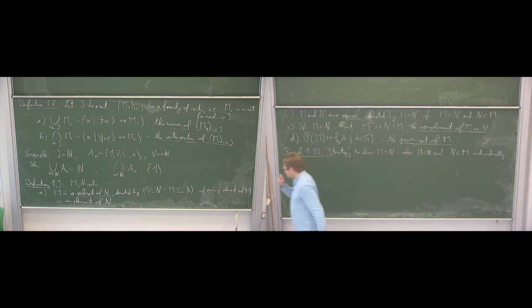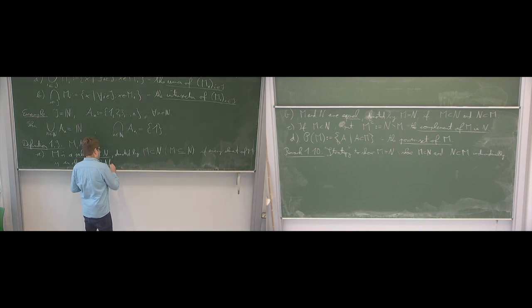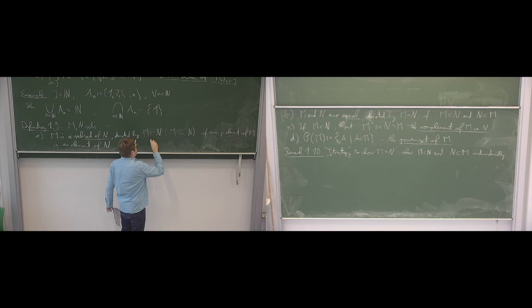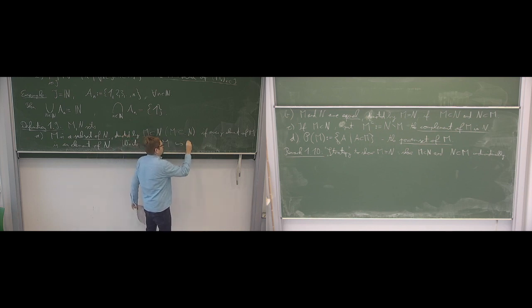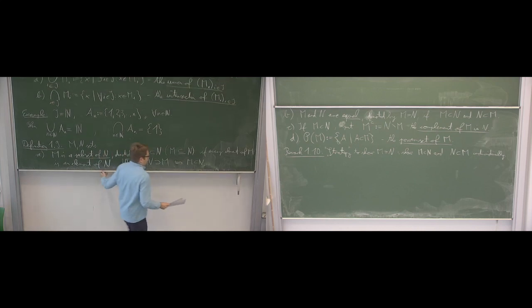Oh, forgot one thing here. Just notation. We also have this symbol the other way. We write N, we just mirror this symbol here. And this is just by definition the same as M is a subset of N. So we can also write this in the reverse way. This is just notation.